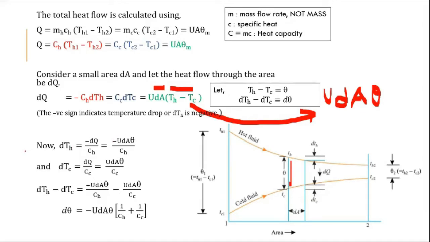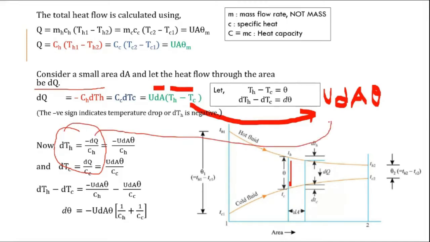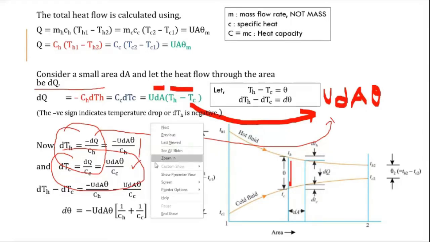We are going to find the value of dT_h. For dT_h we are going to use this relation. We can see that dT_h is equal to minus dQ divided by C_h. We are substituting the value of dQ, and dQ was equal to U dA theta. So the dT_h value becomes minus U dA theta divided by C_h. Similarly, find the value of dT_c, and dT_c will be equal to plus U dA theta divided by C_c.